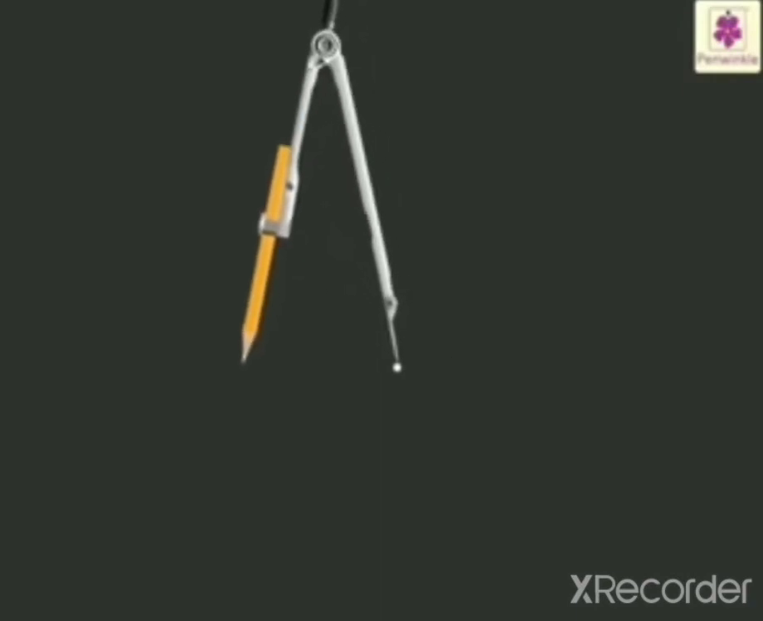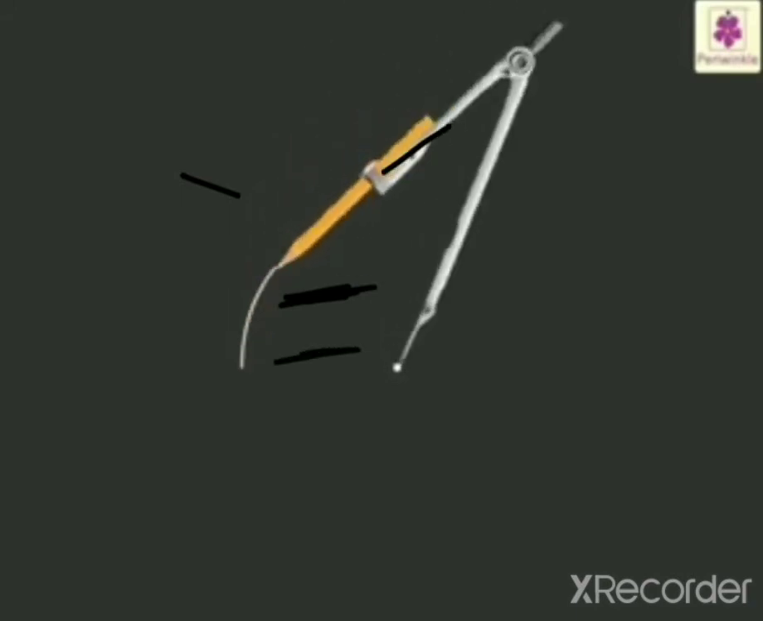Then we will stretch our pencil, means we will open the compass. We will stretch the metal arm and pencil arm to the radius given to us. Suppose we are given radius 3 centimeter, then this distance will be 3 centimeter. We will use the scale and measure this distance. It should be 3 centimeter.